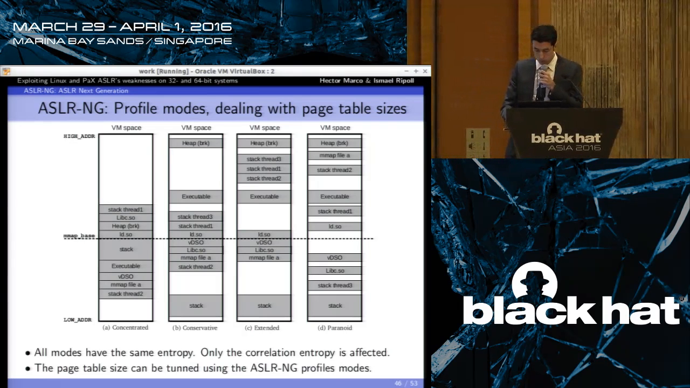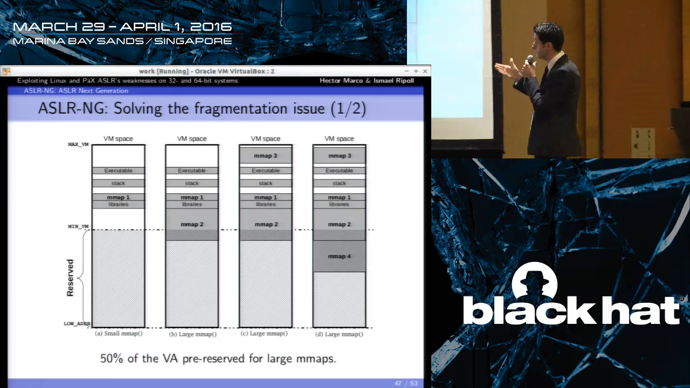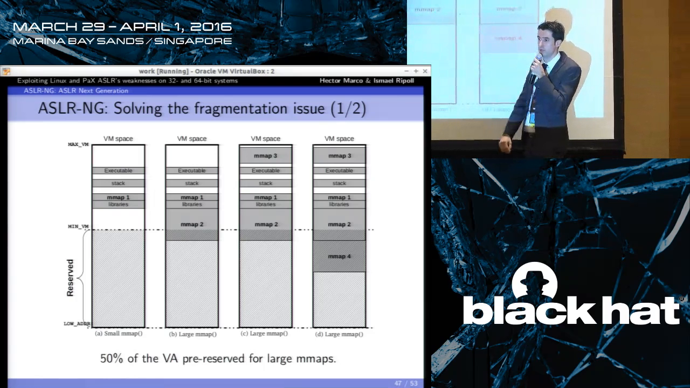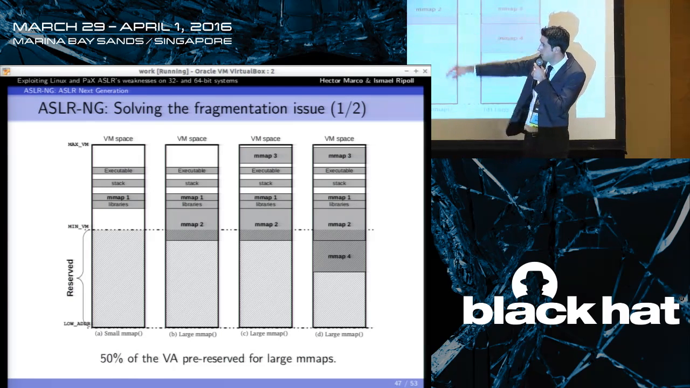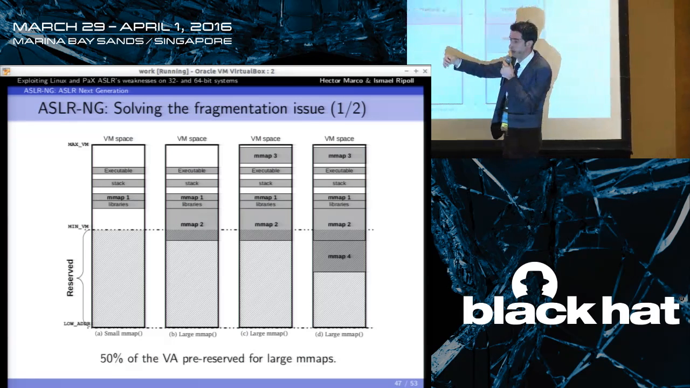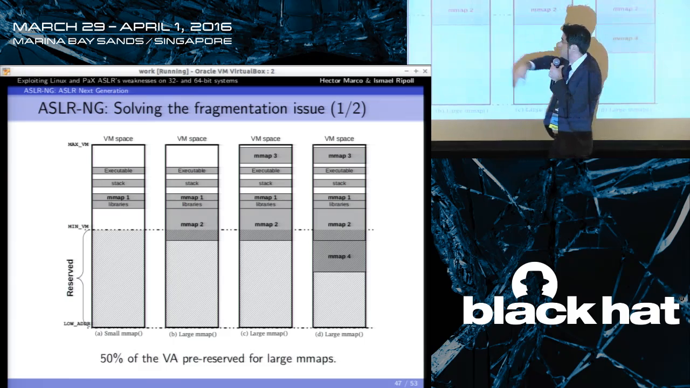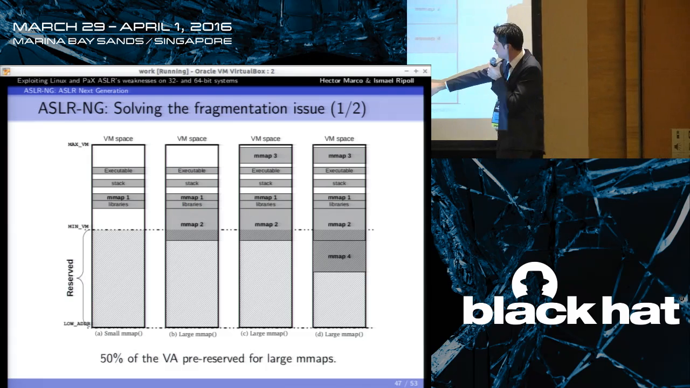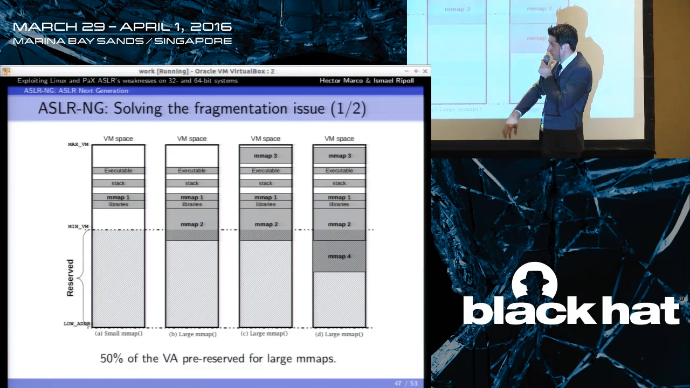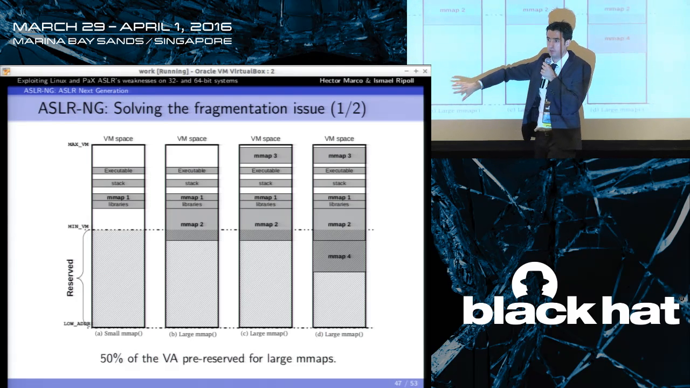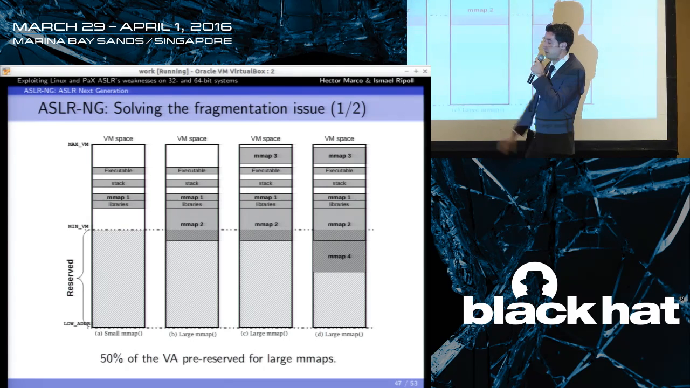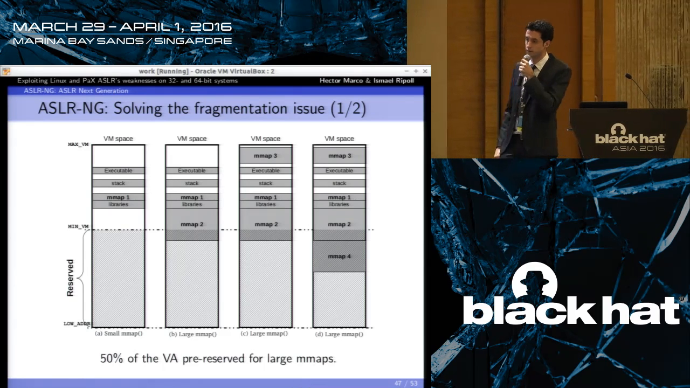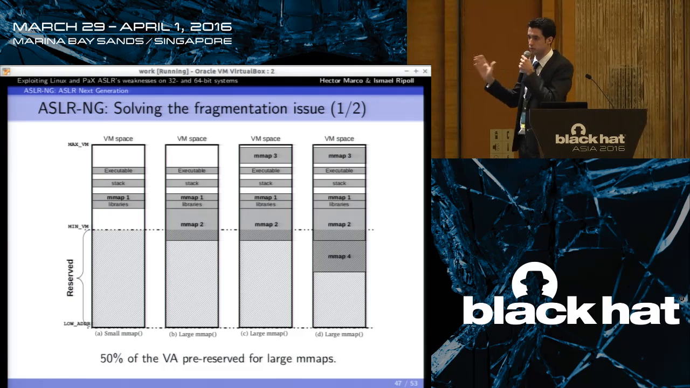To solve this problem, we have solved the fragmentation issue by pre-reserving half of the virtual memory layout. So if you pre-reserve half of the virtual memory layout and force all objects to be loaded randomly in the top, for instance, then you can guarantee large, consecutive free blocks of memory. Okay? The pre-reserved area is not always in the bottom. It's randomly in the top or in the bottom, in order to not lose entropy. It's a bit hard to explain here, but we are not losing any byte of entropy using this mechanism to solve the fragmentation.